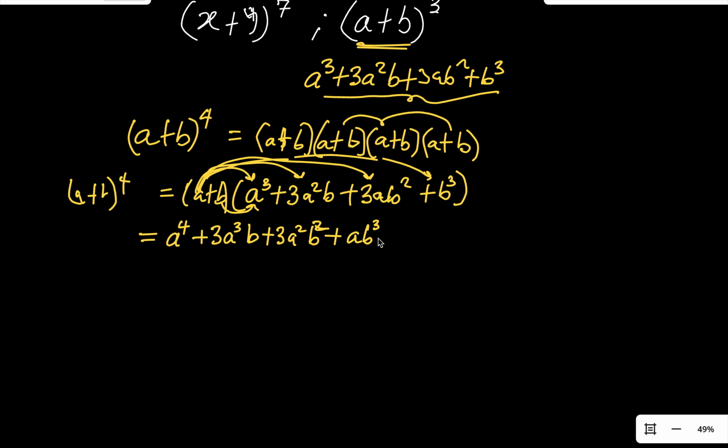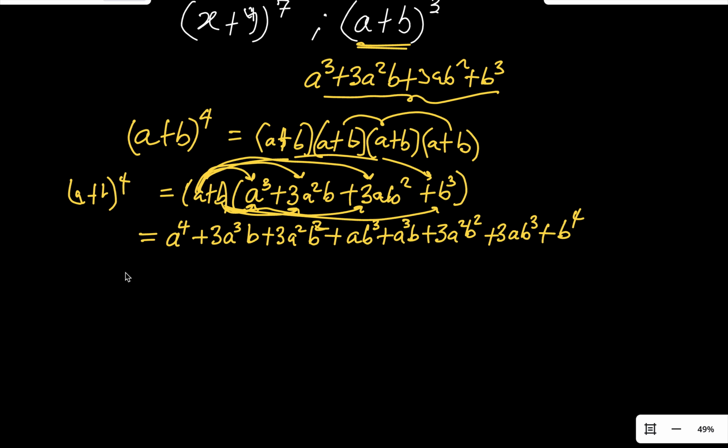B times a cubed gives us a cubed b. B again, times the second term, gives us 3a squared b squared. Finally, b times the third term gives us 3ab cubed, plus the last one, b times the fourth term, which gives us b to the power of 4. Good. Now we don't finish the expansion.